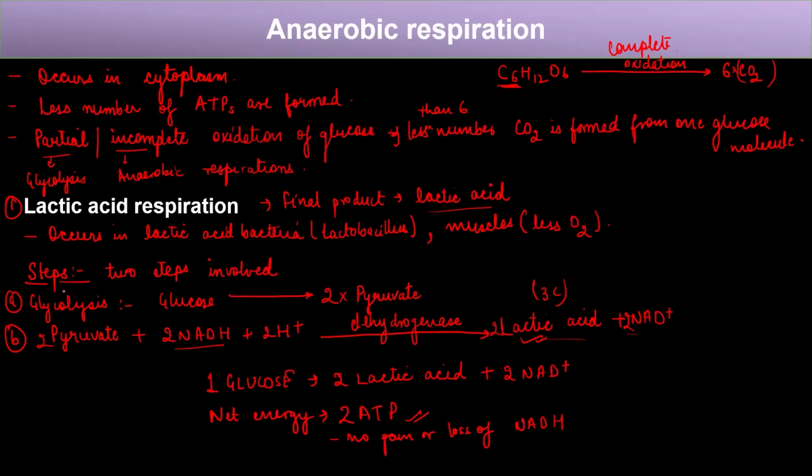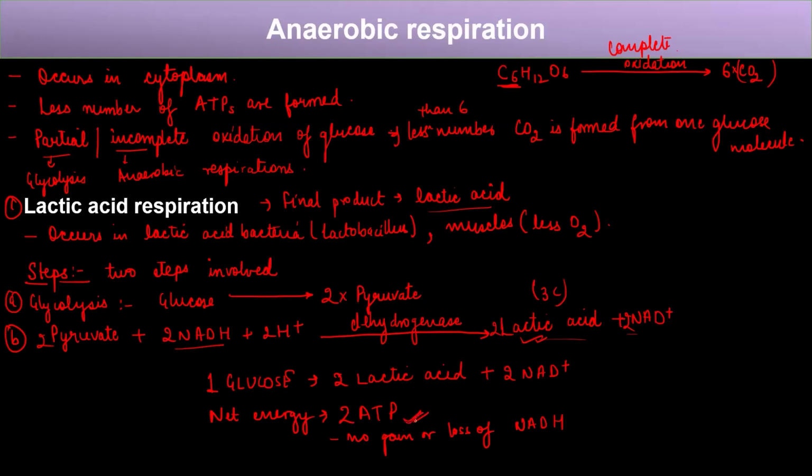Now, in lactic acid respiration, two steps are involved. The first one is glycolysis, in which glucose gets converted into two molecules of pyruvate. And the second step is where this pyruvate, in the presence of NADH, undergoes conversion to form lactic acid and NAD+. Okay. So the net gain: glucose gets converted into lactic acid plus 2 NAD plus, and the net energy formed is 2 ATP.